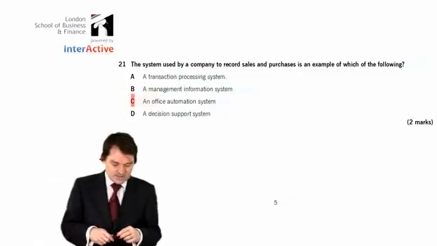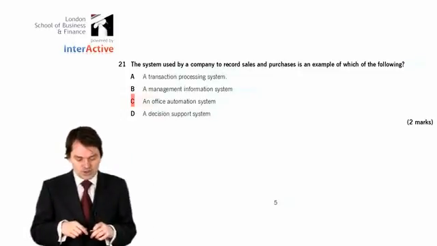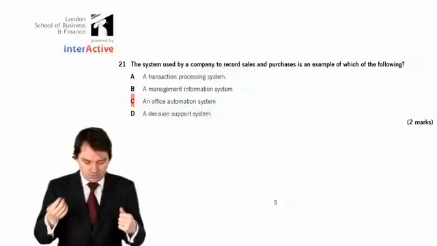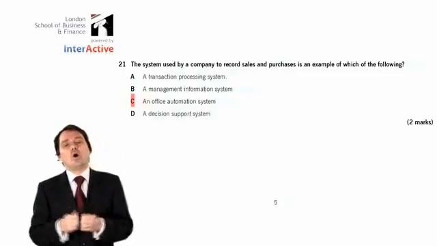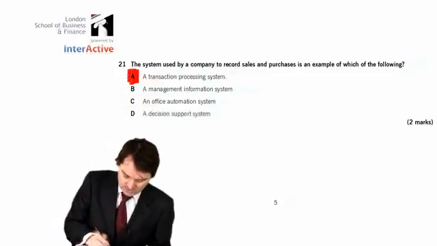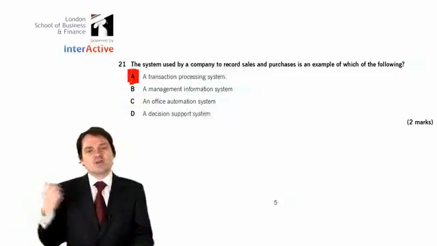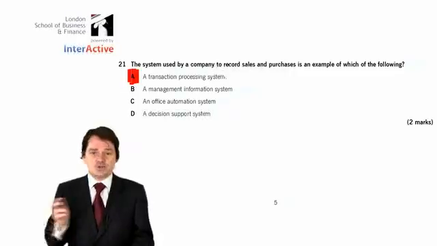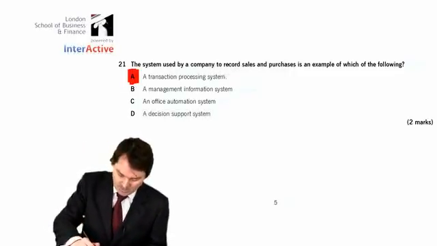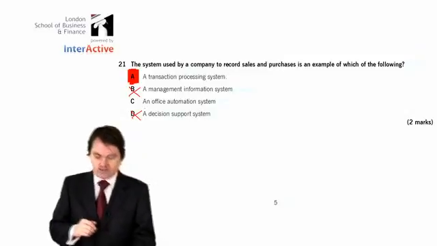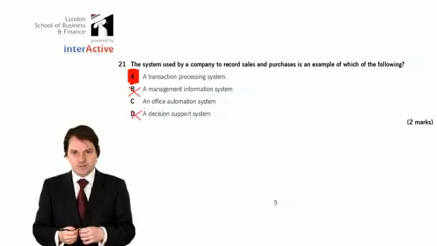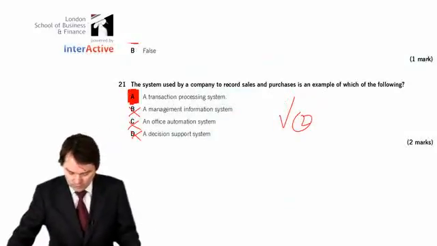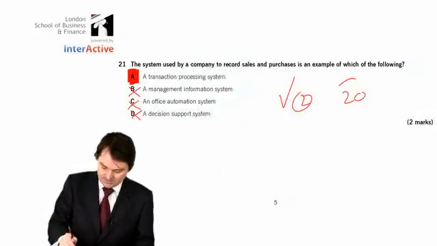Question 21. The system that's used by a company to record sales and purchases is an example of. So your basic recording of sales and purchases is a basic recording of your transactions. So it's a transaction processing system. Remember, a transaction processing system is the basic thing that you have. Without that, you can't do anything else. You can't provide any management information. So it can't be B, it can't be D, and I don't know what C is. An office automation system? What's that got to do with sales and purchases? So again, hopefully, that one is relatively straightforward, and a quick double check, that now takes us up to 20.